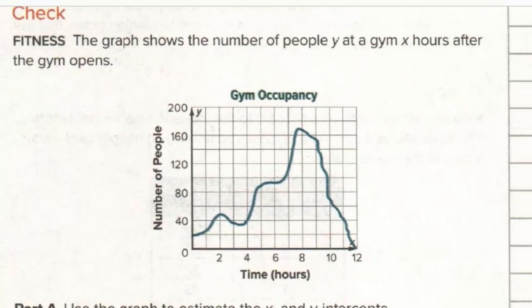Go ahead and pause the video and attempt to check. Okay, for this check, the graph shows the number of people y at a gym x hours after the gym opens. So this time is in hours after it opens, and this is the number of people that are there.